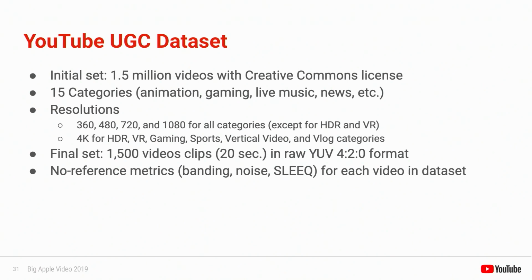From the initial set, we sampled a final set of 1,500 20-second clips, which we've made available in a raw 420 YUV format. And we've provided scores for the 3 no-reference metrics I just told you about for each of those 1,500 clips. Now I'll describe the sampling procedure which was used to create the final set.